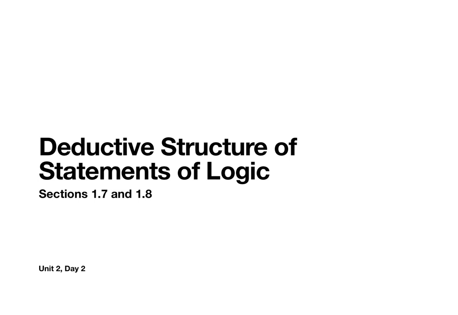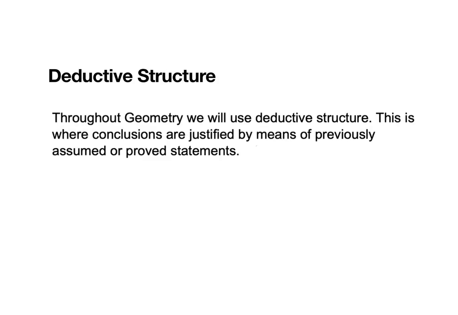Today we are going to discuss deductive structure and statements of logic. This is sections 1.7 and 1.8 in our book. Throughout geometry, we're going to use deductive structure. This is where conclusions are justified by means of previously assumed or proven statements.